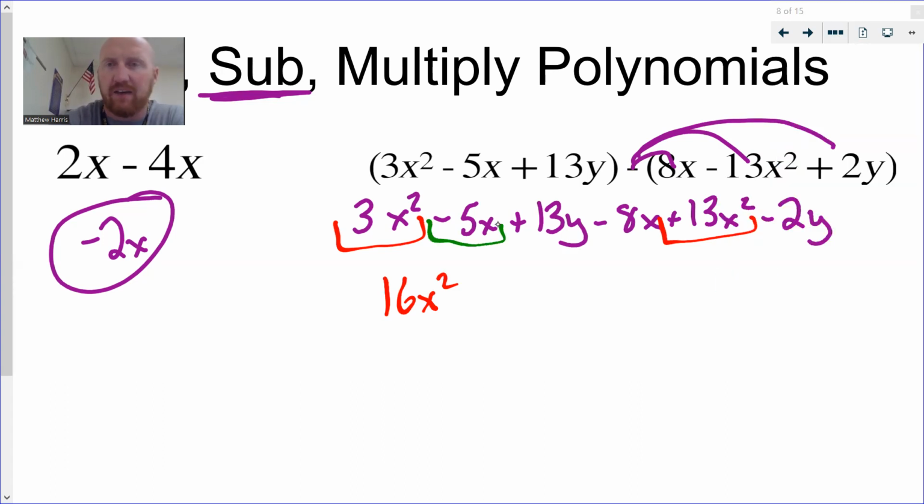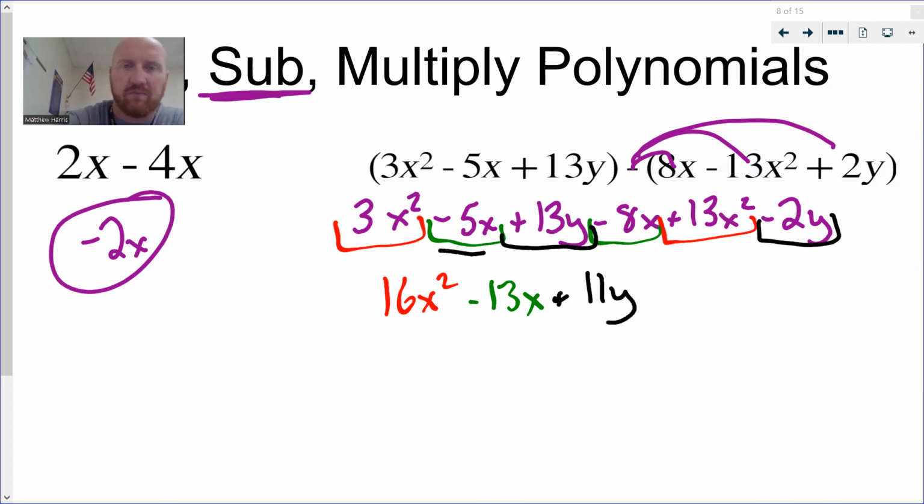A negative 5x and a negative 8x. So negative, negative, that would be negative 13x. And then we also have a positive 13y and a negative 2y, which combine to be 11y.